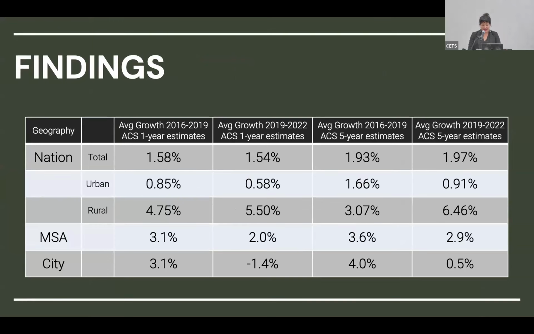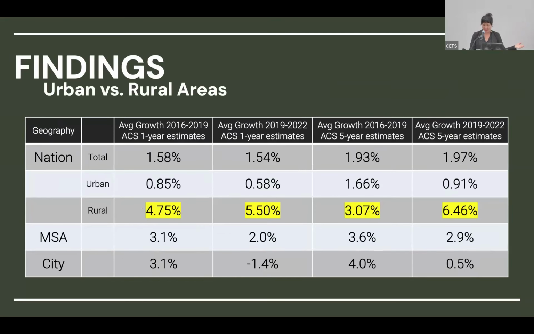So let's hop into our findings. We're going to start big and then narrow it down so we can get appropriate context. Here is data from ACS 1-year estimates and 5-year estimates at the national, MSA, or metro region and citywide level. Let's pull out some trends.